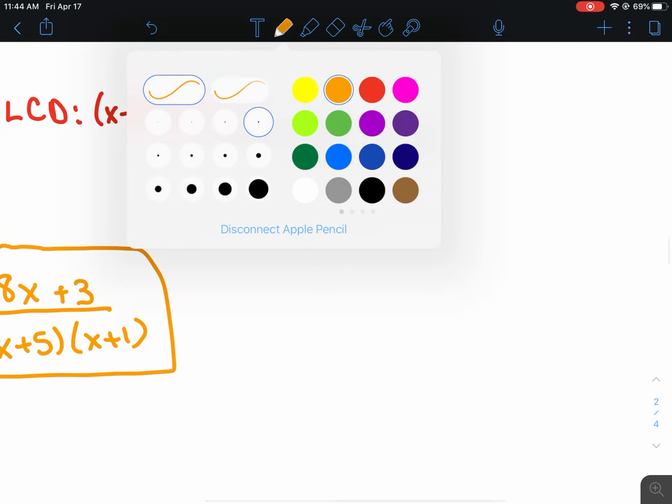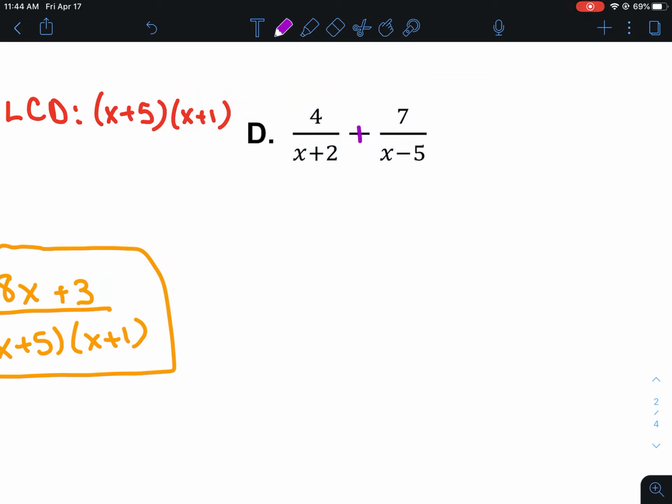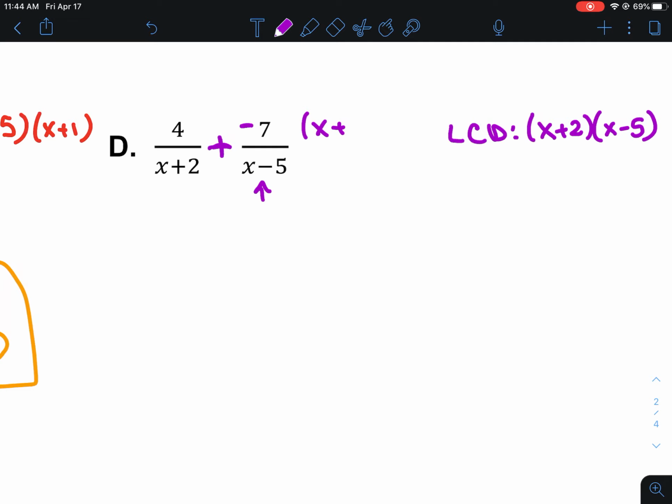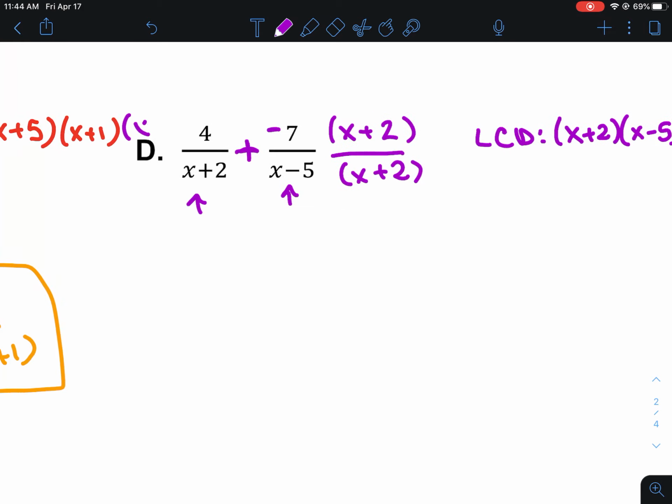Okay, and our last one here, again, be careful with subtraction. You want to make that a plus and distribute the subtraction there. For this one, our LCD, there's nothing to factor, but I'm just looking at those two pieces I have in the denominators. I have x plus 2. Since this side does not have x plus 2, it needs an x plus 2. And I have x minus 5. Since this does not have x minus 5, it needs an x minus 5. Again, whatever I do to the bottom, I have to do to the top.